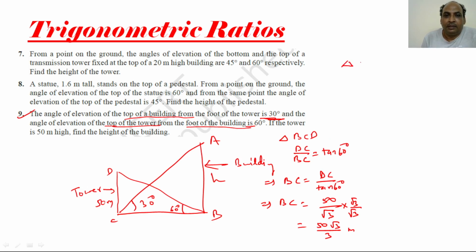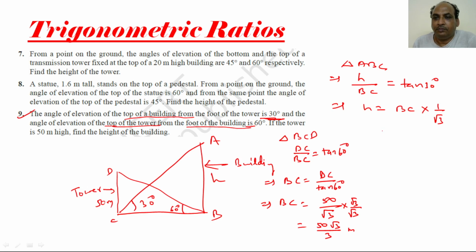triangle ABC, so in this one H by BC is equal to tan 30 degree. So H is equal to BC into tan 30 degree, which is 1 by √3. BC we have already found out, 50 √3 by 3 into 1 by √3. So √3 got cancelled. So H is equal to 50 by 3 meter.